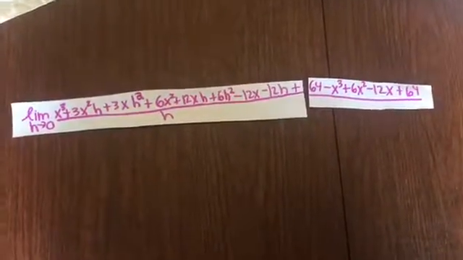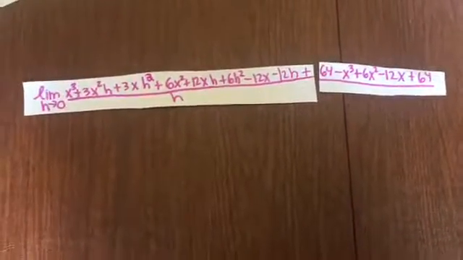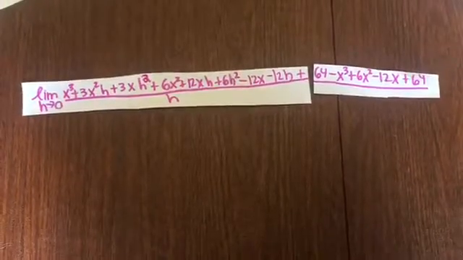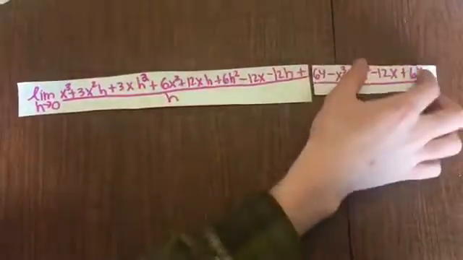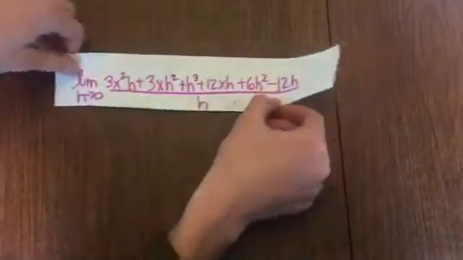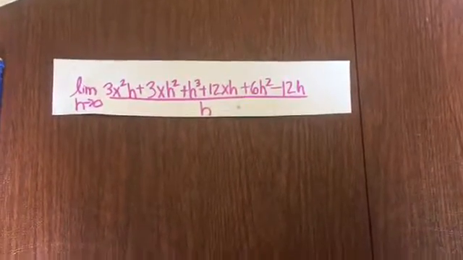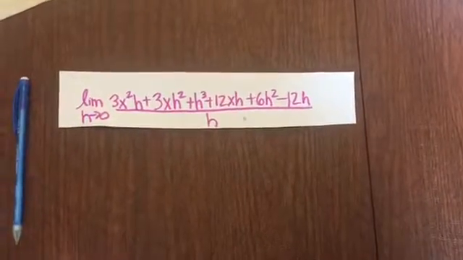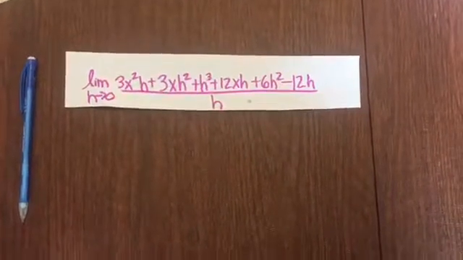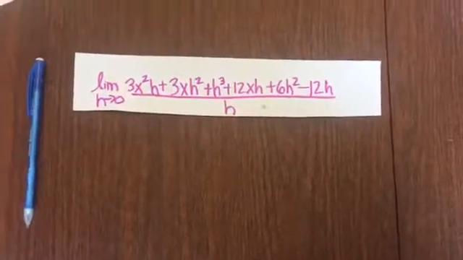All right. And our next step is we are going to cancel like terms. So we're going to cancel the x cubed, the 6x squared, the 12x, and the 64 from this equation because you can cancel like terms. And that's going to look like this. So now we have lim as h approaches 0 of 3x squared h plus 3x h squared plus h cubed plus 12xh plus 6h squared minus 12h. And that is all over h.